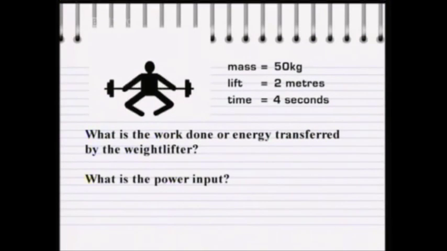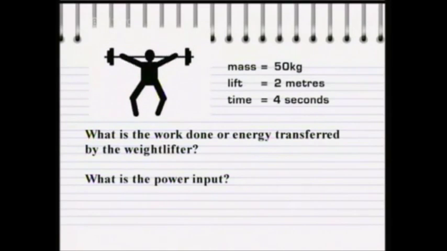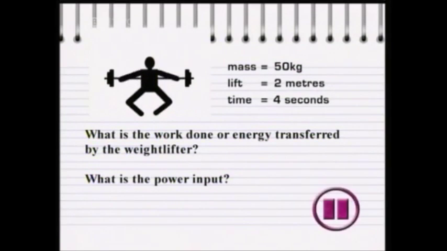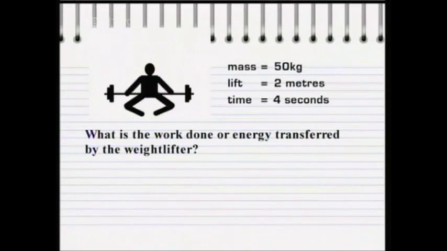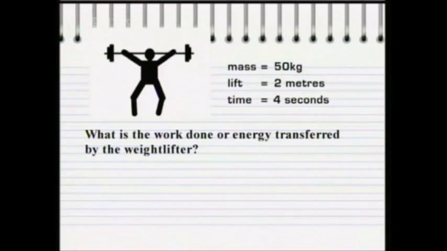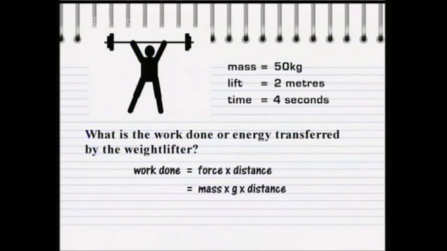If our weightlifter lifts a mass of 50 kilograms, 2 meters off the ground in 4 seconds, what is the work done or energy transferred by the weightlifter, and what is the power input? The first part of the question asks for the work done or energy transferred by the weightlifter. That's the force applied times the distance lifted. That's the mass, 50 kilograms, times the gravitational field strength, 10 newtons per kilogram, times the distance lifted, 2 meters, which is 50 times 10 times 2 equals 1,000 joules.